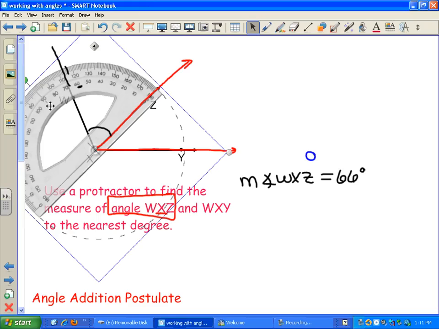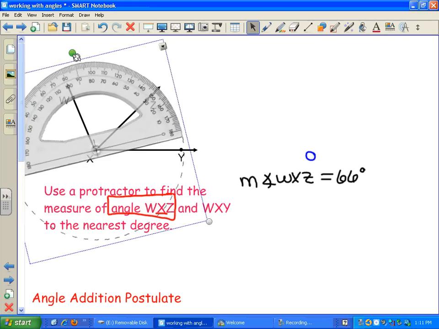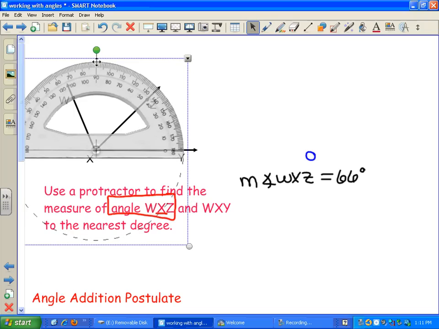Now we could find more measures if we wanted to. If I needed to find the measure of WXY, let's find WXY. I'm still at the vertex X, and I'm going to rotate it so I can find WXY. It's lined up. Well, WXY looks like it's greater than 90 degrees.